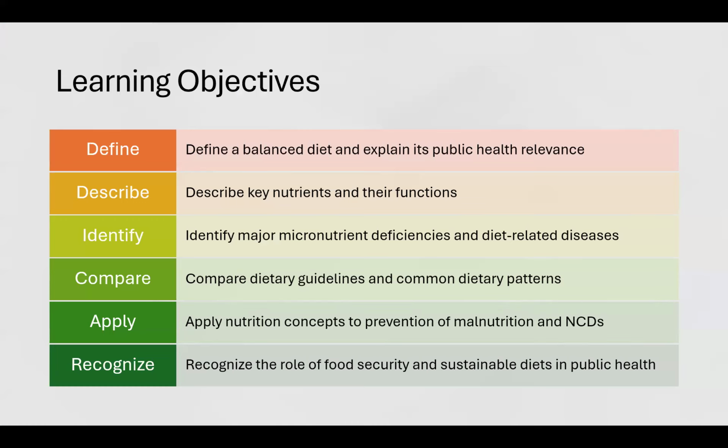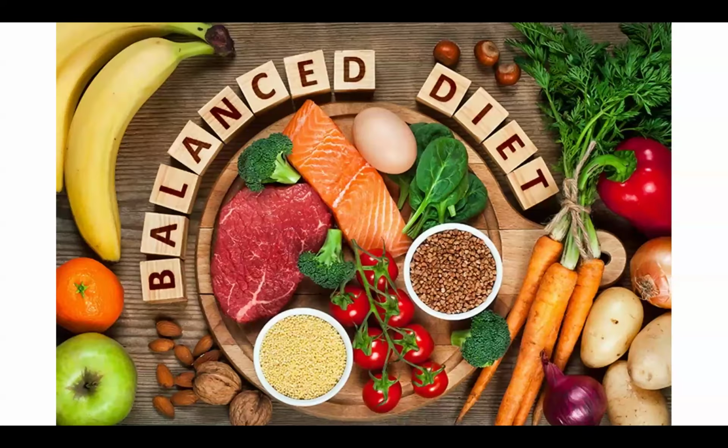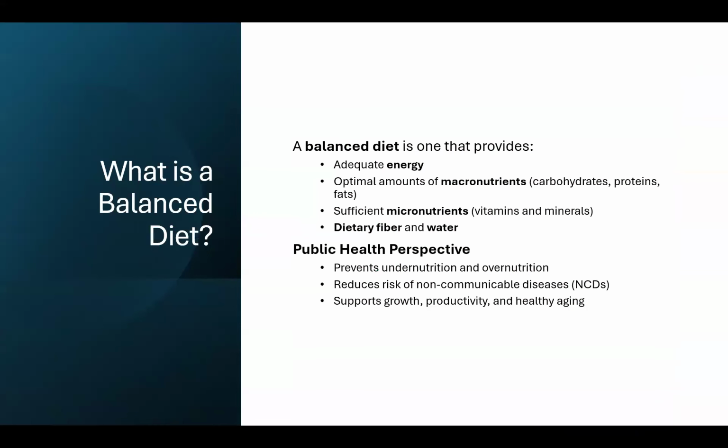These are the learning objectives of today's lecture. So, we will start with the concept of the balanced diet. A balanced diet is one that provides adequate energy, optimal amounts of macronutrients like carbohydrates, protein, and fats, and sufficient micronutrients, vitamins, and minerals, dietary fiber, along with water. From a public health perspective, it prevents undernutrition and overnutrition, reduces risk of non-communicable diseases, and supports growth, productivity, and healthy aging.